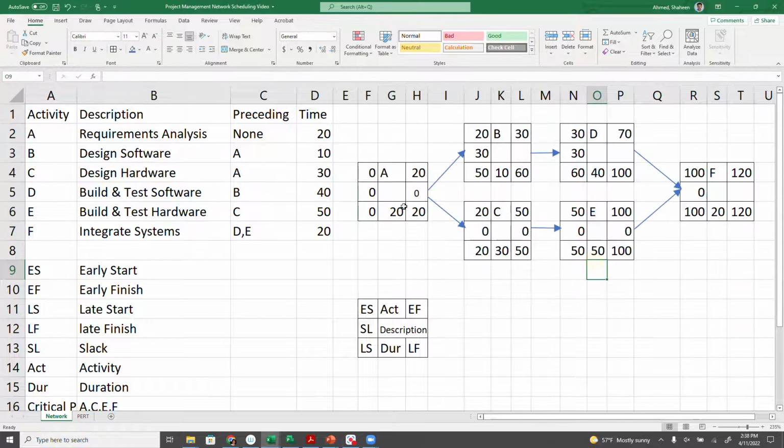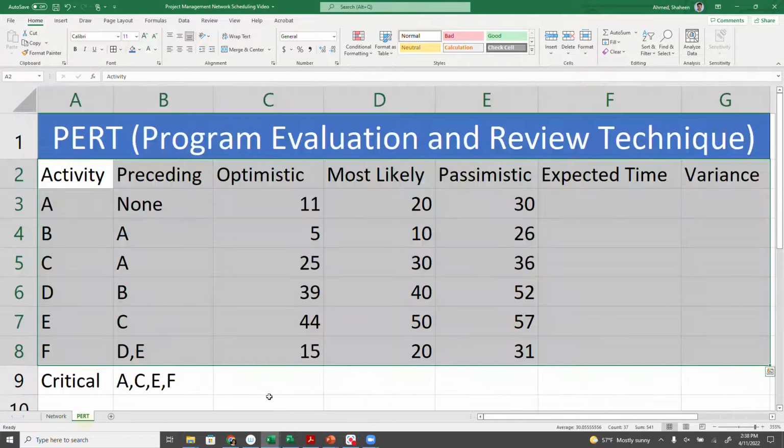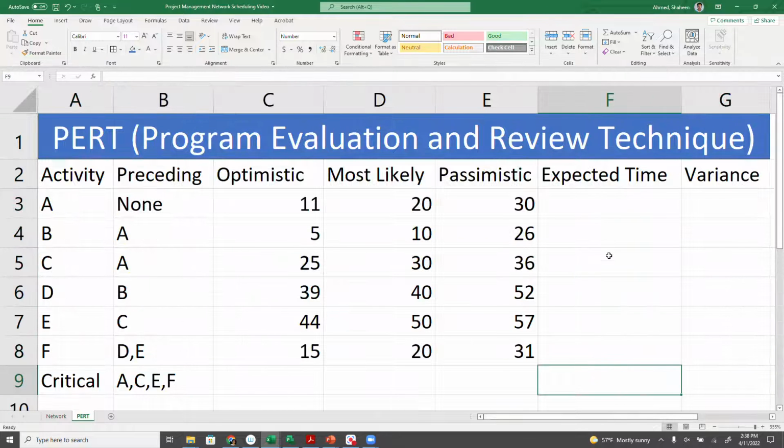In this case, the project doesn't have any slack in this path, A, C, E, and F. So that's the critical path. So the total expected time will actually be calculated for the critical path only, and the variance. And then some follow-up questions will be answered.